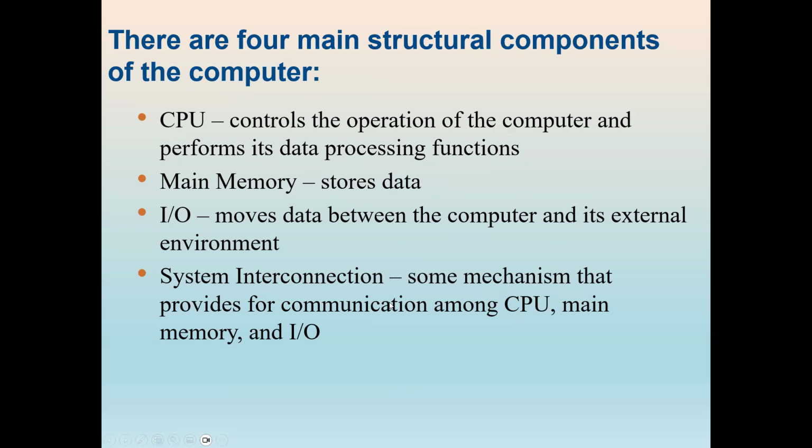So this is some mechanism that provides for communication among the CPU, the main memory, and also the input and output module. A common example of a system interconnection is a system bus, which consists of a number of conducting wires to which all the components or other elements are connected together.